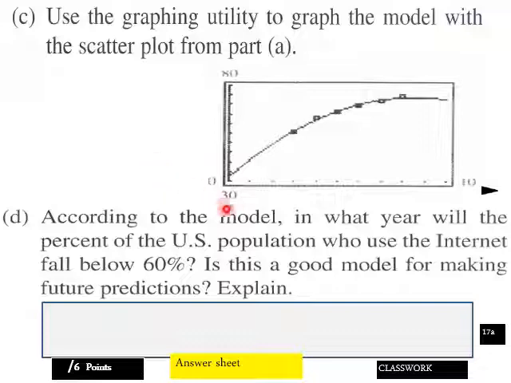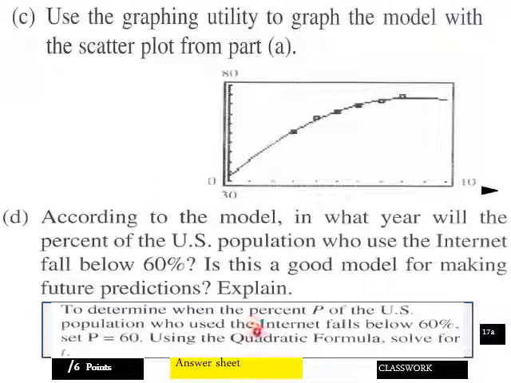And then according to the model, what year will the percent of U.S. population who use the internet fall below 60%? Is this a good model for making future predictions? So it looks like P equals 60. Determine when the percent of the U.S. population who use the internet falls below 60. Set P equals 60 using the quadratic formula and solve.